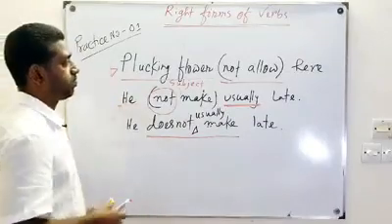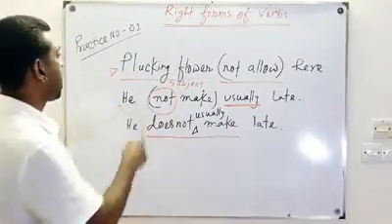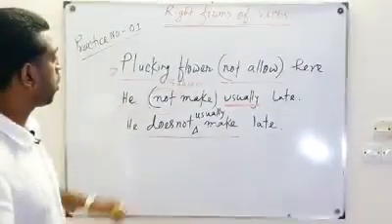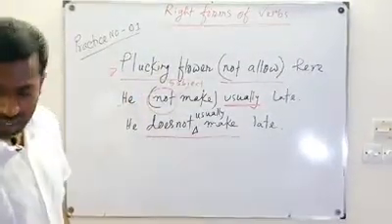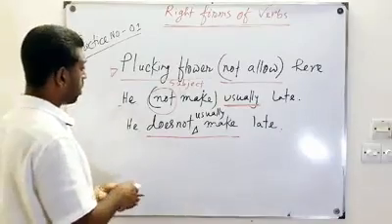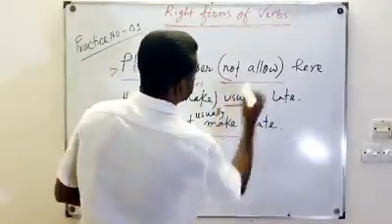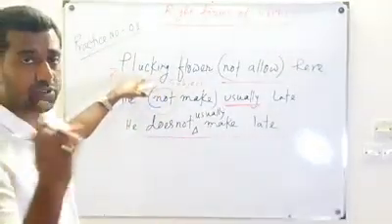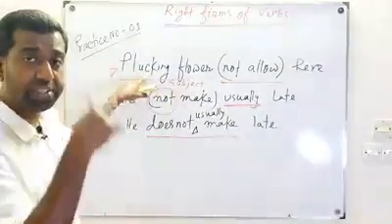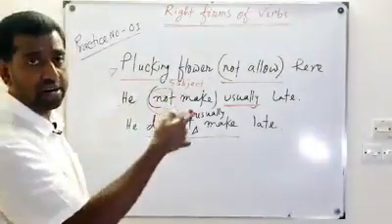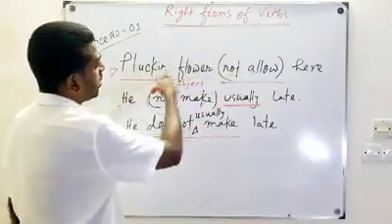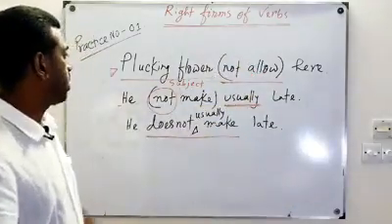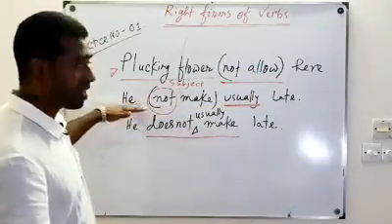Clear? Now what you have to do: "plucking flower" is an inactive subject, so you have to change the verb. This is an inactive passive subject, so you have to bring an auxiliary verb am, is, are, was, were, as per the tense. You know, here you don't see any type of indication in exercise number 2.